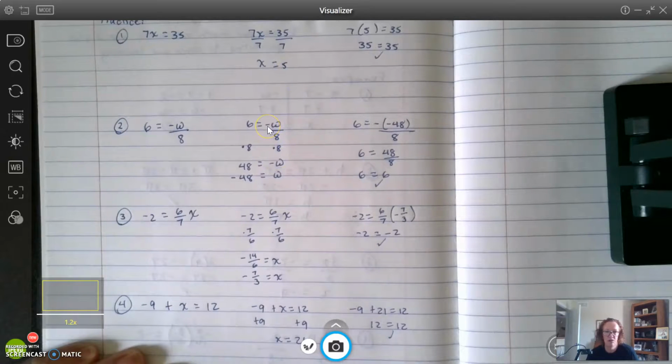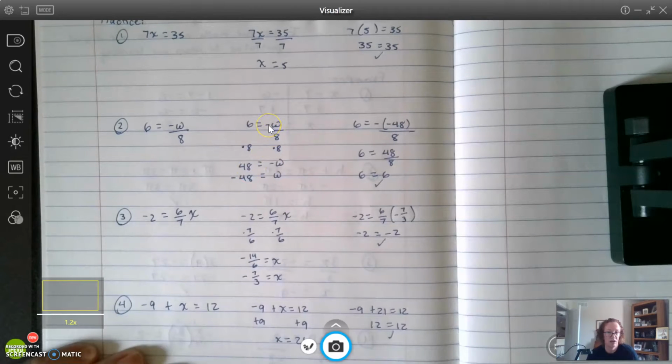Problem number 2 had a little bit of a wrinkle because this was -W. So I multiplied times 8 because that's often what I see students doing. And then I get to this point and I have -W equals 48. But I don't want to know what -W is. I want to know what W is. So really what is happening from here to here is I'm multiplying times -1 or dividing by -1. I don't have to write that down. But when I multiply this times -1 to get it to be a positive, this also gets multiplied by -1 and that becomes a negative. So basically when I change the sign on the variable, it changes the sign on the other side. So this should be -48.